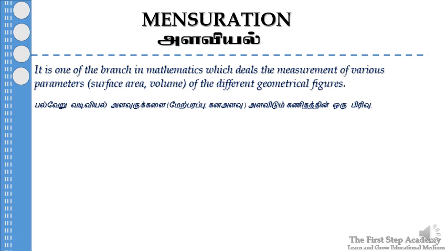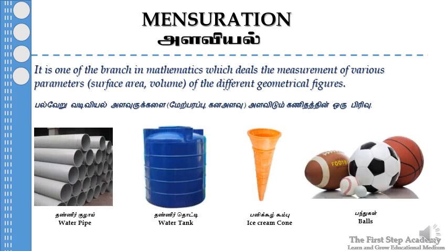In our day-to-day life, we are crossing n number of things that are three-dimensional objects. So mensuration is very useful in our day-to-day life, for example to find the area of land, or if you want to find the capacity of a water tank, then mensuration plays a vital role. For example, these are some of the three-dimensional objects we handle in our day-to-day life. The first one is a water pipe, this is a water tank, an ice cream cone, and balls that we use in our sports.